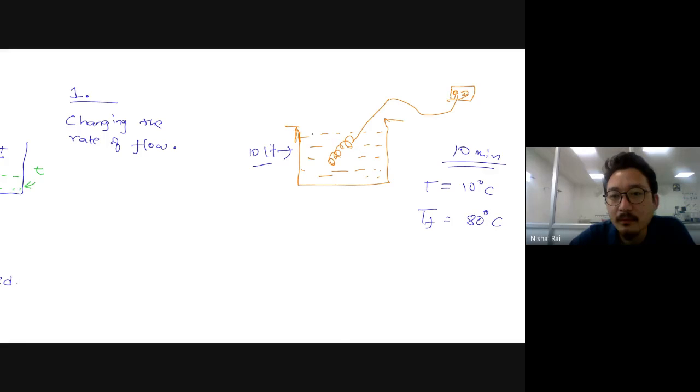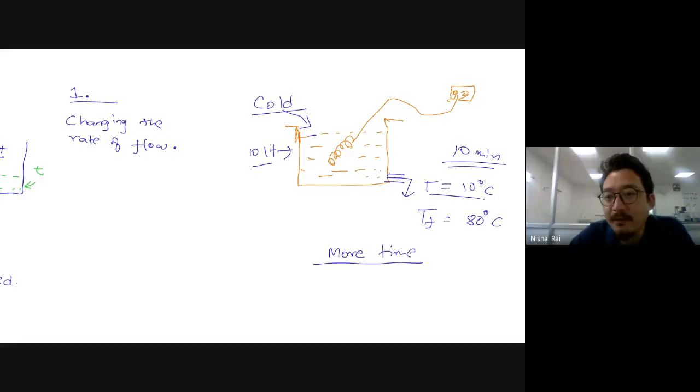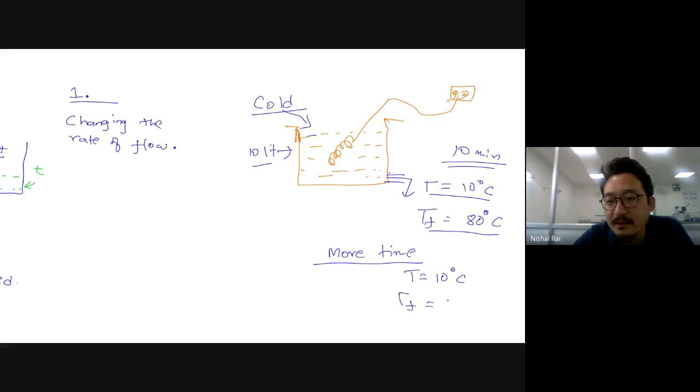Now, if I keep on pouring cold water and let the water keep on flowing, how long will it take? Will it take 10 minutes or more? It will take more time. So the temperature difference will be different for a given time. It will start from 10 degrees Celsius, then your final temperature will be around, let's say, 50 degrees Celsius. Has the difference changed?